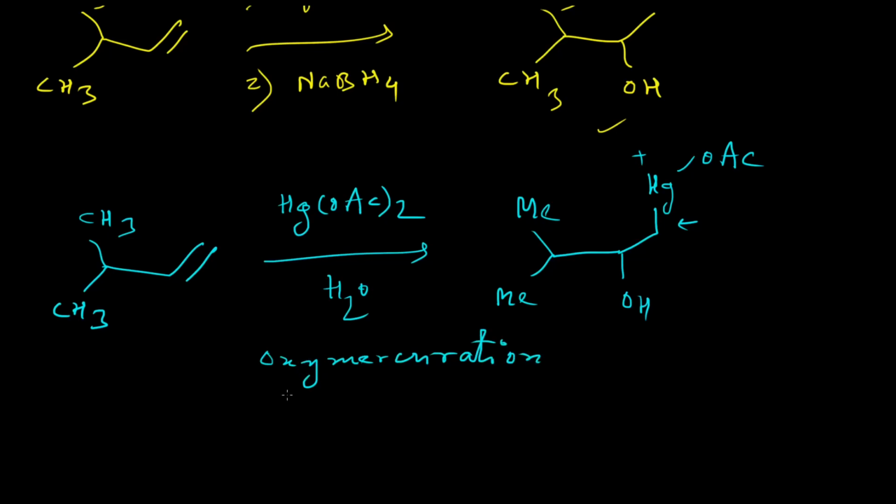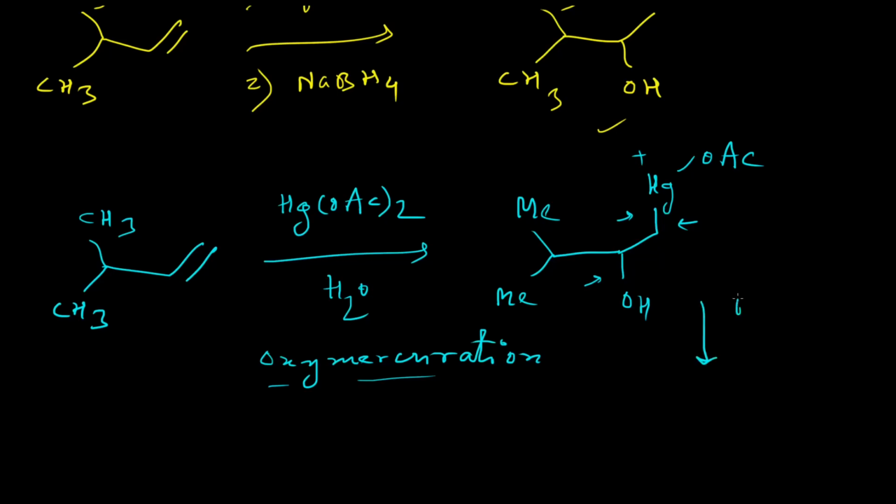So why is it called oxymercuration? Because here 2 bonds are actually forming. One is the carbon-mercury bond, another is the carbon-oxygen bond. So that's why it is called oxymercuration. The oxy term suggests the formation of this carbon-oxygen bond, and the mercuration term suggests the formation of the carbon-mercury bond.